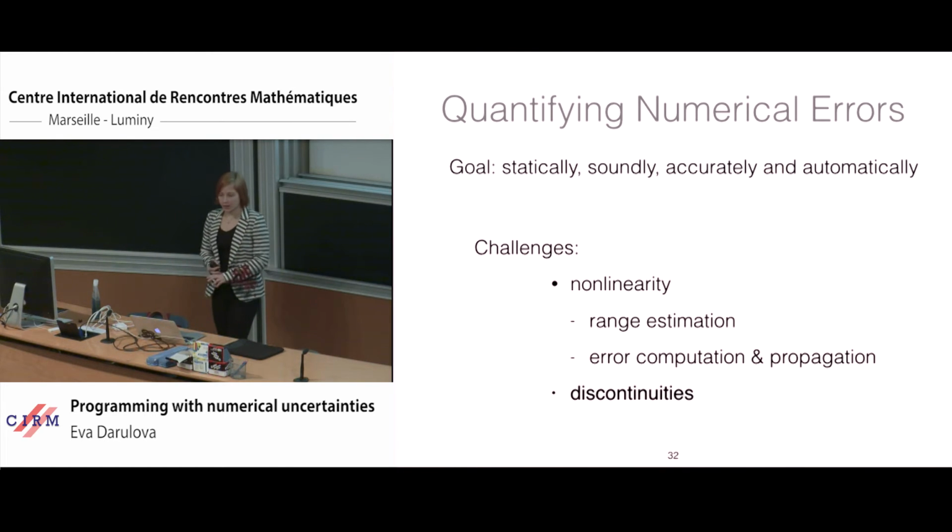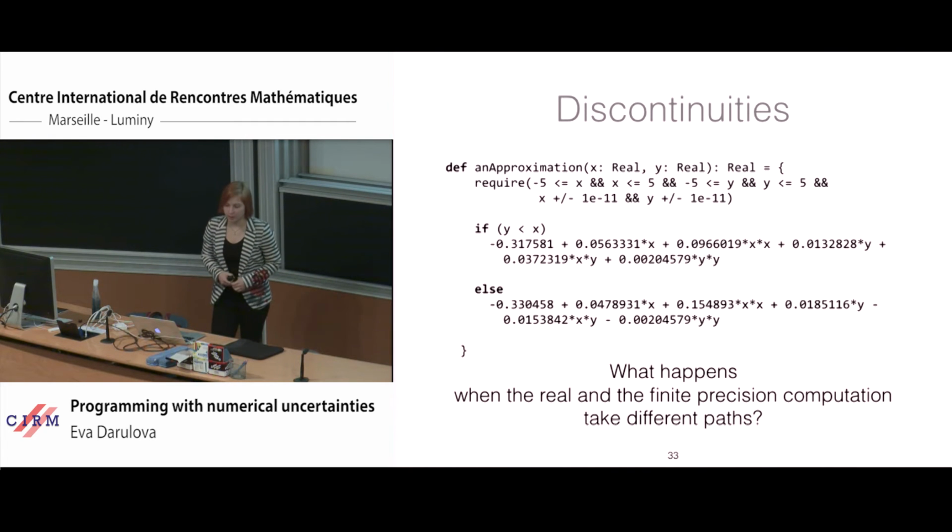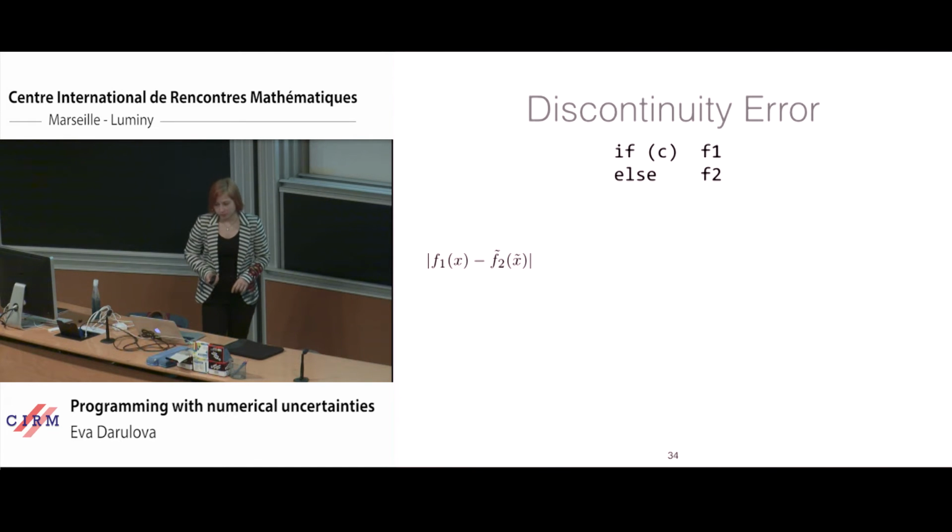So that was the nonlinearity. Now, a programming languages person would immediately ask, well, what about if-then-else statements? So suppose we have a function that is an approximation of an even more complicated function and subdivides the domain and does different approximations on the 2 domains, and then you have a decision, y minus x, for instance. And then the question is, what happens when your real-valued computation takes a different branch than the finite-precision one due to the numerical errors? So this is what we call discontinuity error, and I think Fluctuat called it like that too.